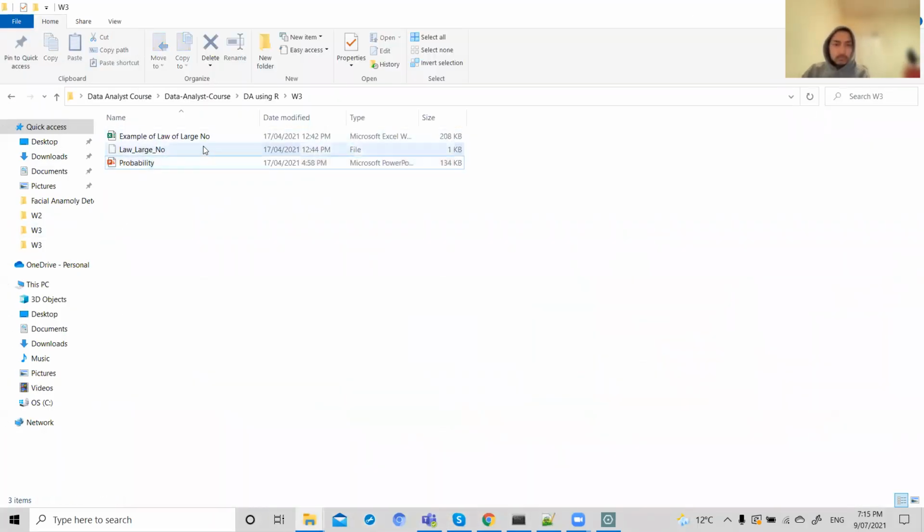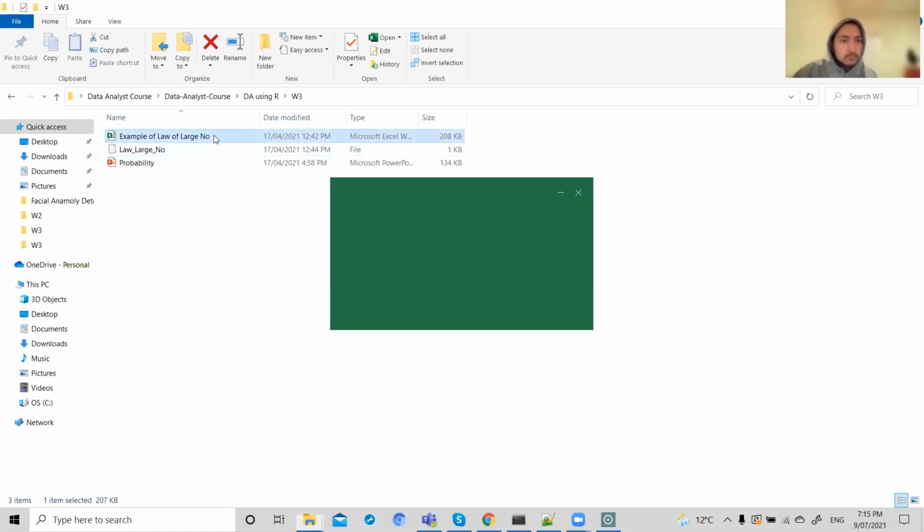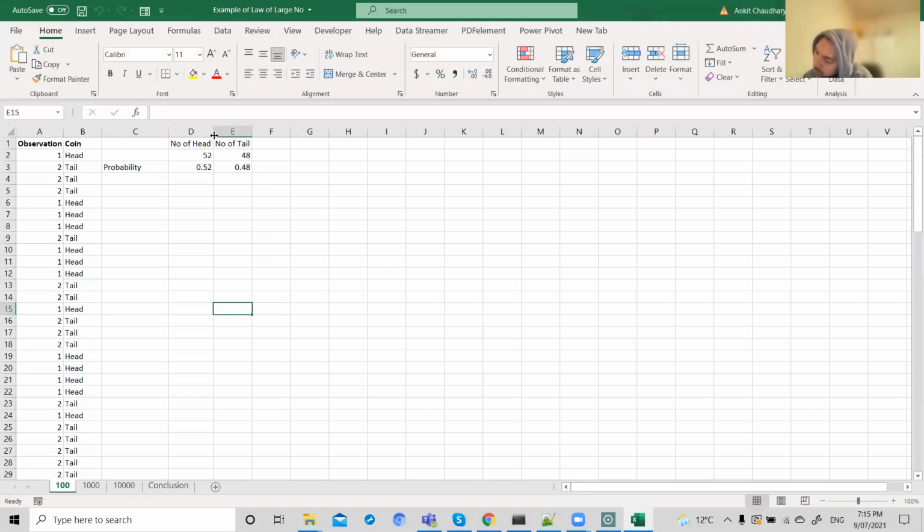So let me complete this part also. This part is remaining. So an example of the law of large numbers: what is the law of large numbers? The theoretical value becomes equal to your empirical or actual value, right?